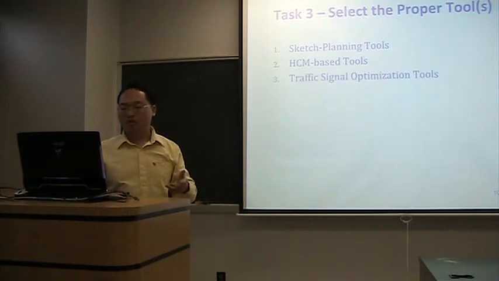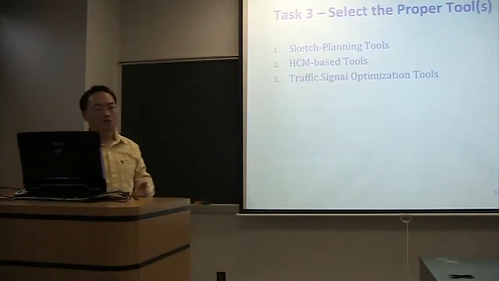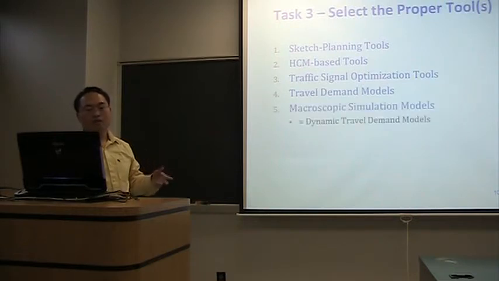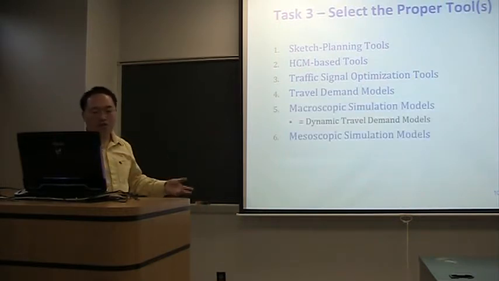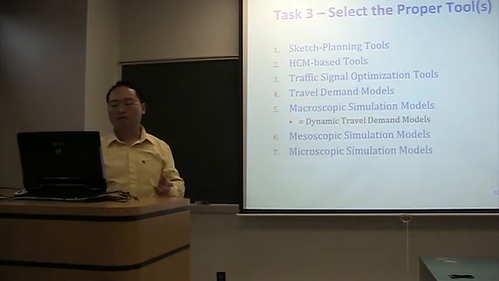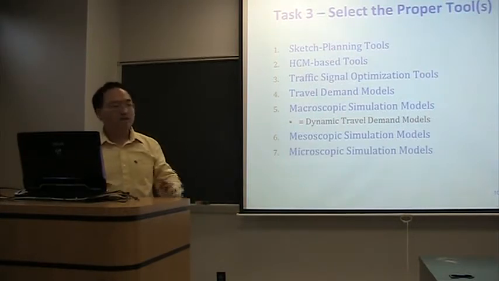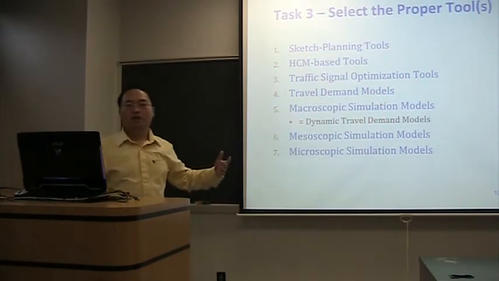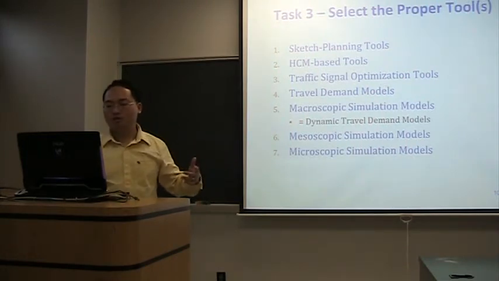Manual tools, and we have traffic signal optimization tools. We have travel demand models. We have macroscopic simulation models, mesoscopic simulation models, and microscopic simulation models. So we have 7 kinds of tools we can use. In order to do a project right, we have to select the proper tool.